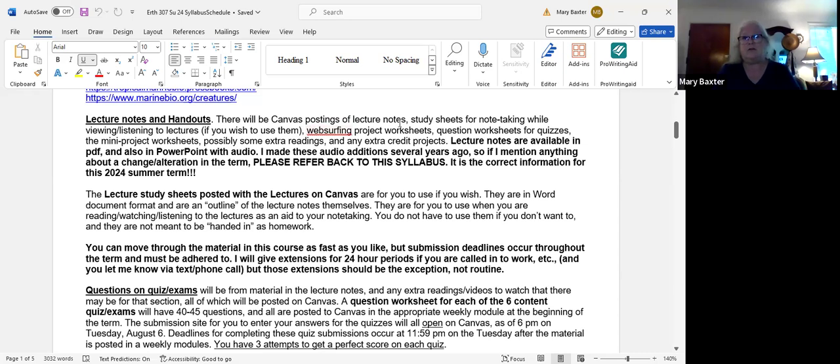Also on Canvas are the web surfing project worksheets. These are question lists for those projects, question worksheets for the quizzes themselves, the mini project worksheets, and there might be a few extra readings and maybe extra credit projects that I would post there in Canvas. Again, I made these audio editions several years ago, so if there's anything I say that's different, always check the current syllabus for deadlines and what I expect out of you.